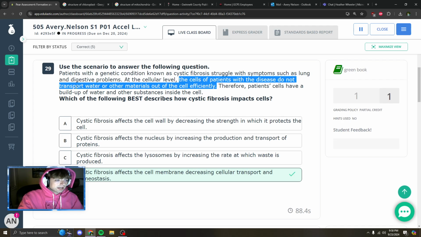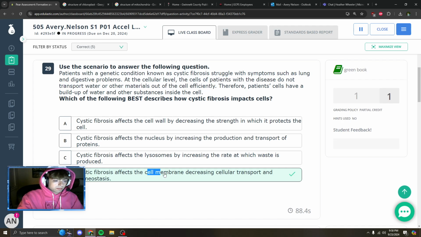If the cell is not able to transport things in and out, the organelle that is malfunctioning is going to be the cell membrane. Okay? Because the cell membrane is not working properly, it cannot get things in and out. That means that there is not going to be as much cellular transport, meaning it cannot maintain that stable environment. It cannot maintain homeostasis. So the key here, cannot transport water or other materials out of the cell. That right there is the giveaway to me that they are talking about the cell membrane.